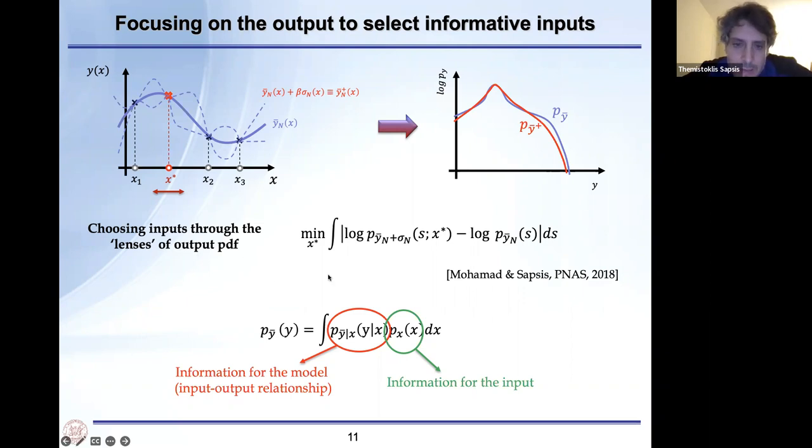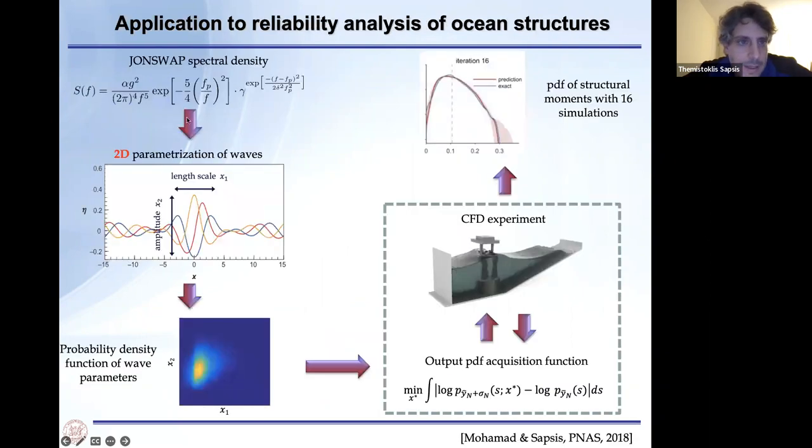So all the pieces are basically included in this analysis. This is what we did back in 2018, and we tried to solve this problem directly. And we did. I will just show you an application here. We started from the Jones Swap spectrum. This is basically the spectral density of ocean waves.